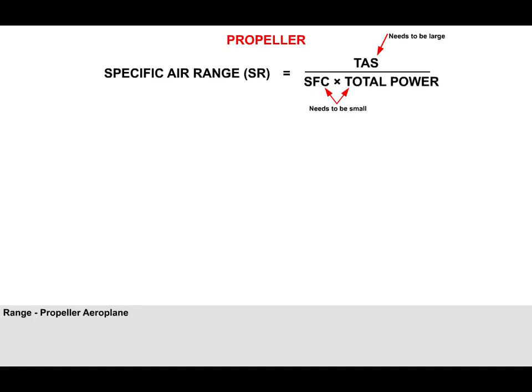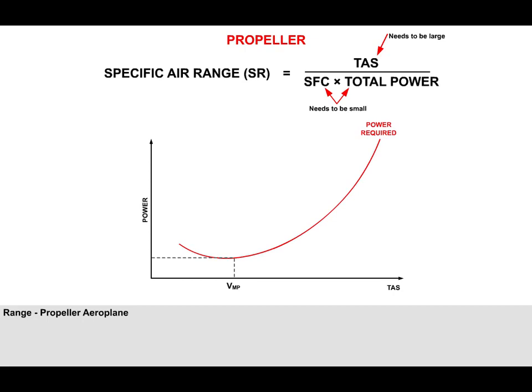Having completed the analysis of range for a jet aeroplane, let us now examine specific air range for a propeller aeroplane. We stated earlier that to maximize the specific range, the TAS must be high and the specific fuel consumption and the power required must be low. Shown on screen is the power required curve for a propeller aeroplane.